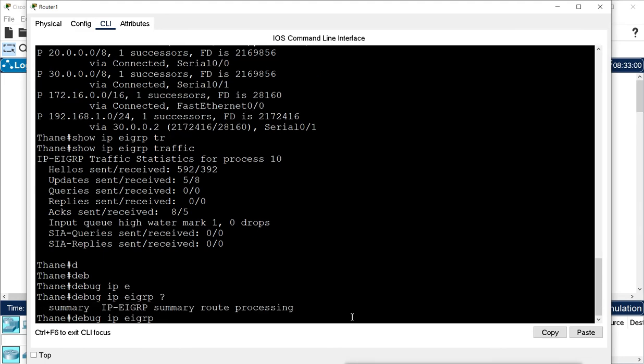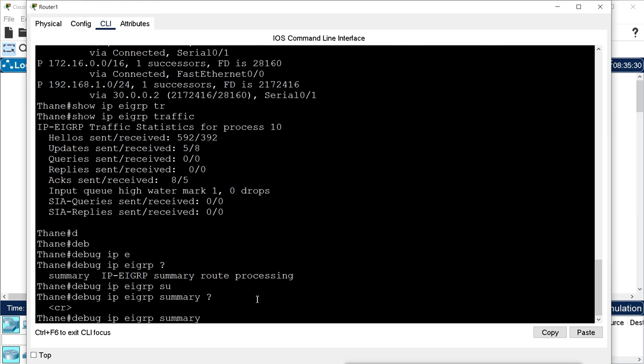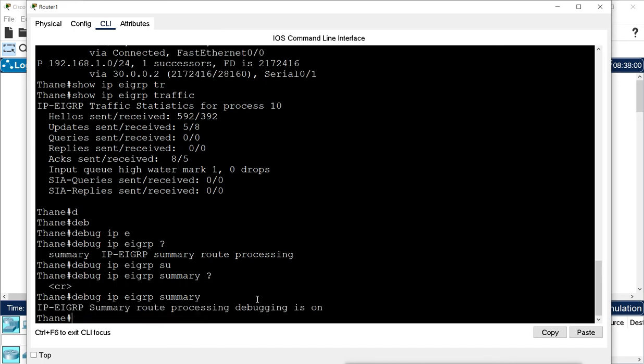What we can do here is enable the summary. Right now, because Packet Tracer does not have all the commands, we have only the summary option, and it will be enabled here. What it will do is debug the summary route processing. That means if we have any route summarization configured, then it will show you that summarization processing, how the summarization is processing and being sent from this router and received by this router. Right now we don't have any summarization, so it is not able to show this.